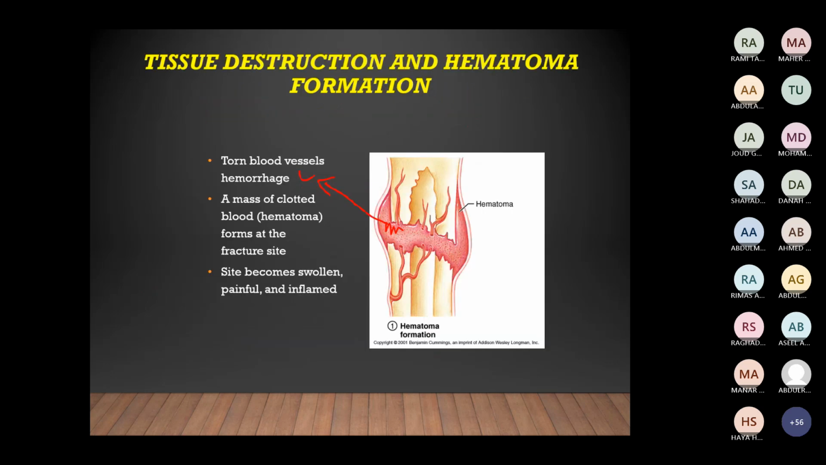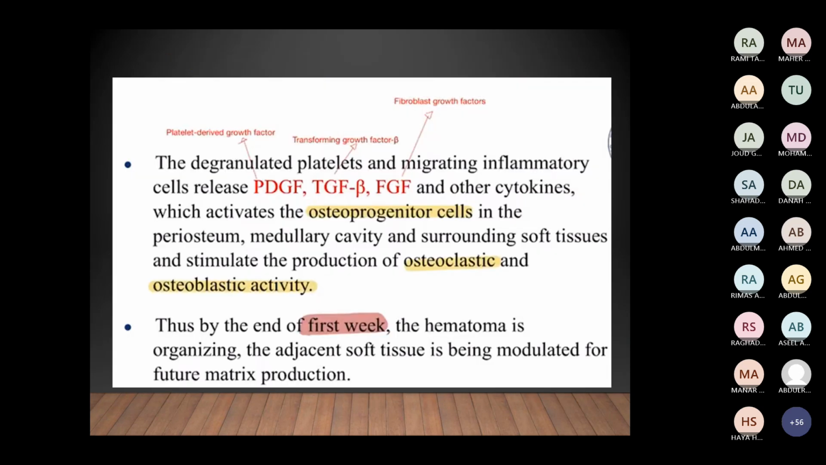Now this is the stage. I'm going back: tissue destruction, hematoma, inflammation, and cellular repair. Okay, we go furthermore. Now the degranulated platelets and migrating inflammatory cells release platelet growth factor, transforming growth factor beta, and fibroblast growth factor, and other cytokines, which activate the progenitor cells, that is the osteoblast and chondroblast, in the periosteum, that is the cellular layer of the periosteum which I already taught you, the medullary cavity, that is the bone marrow area, and the surrounding soft tissue, to stimulate and produce what? Osteoclastic as well as osteoblastic activity plus chondroblasts.